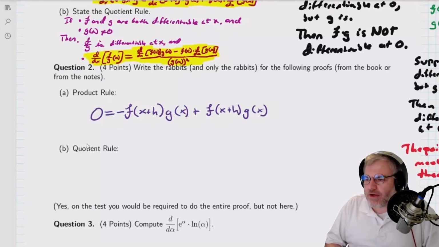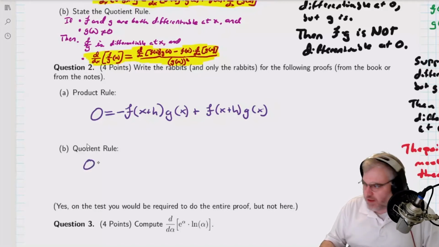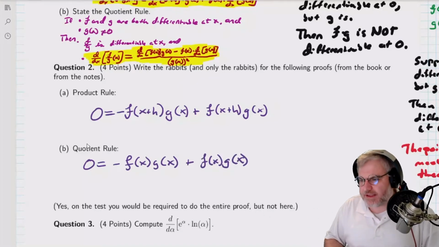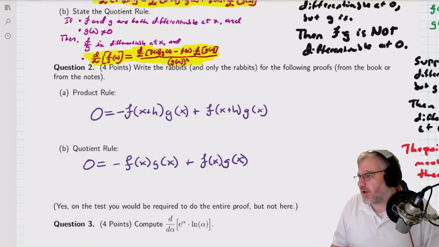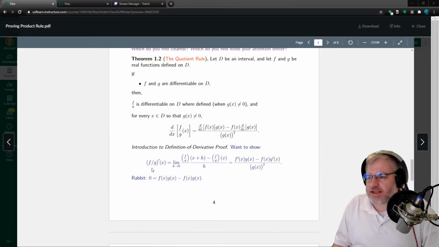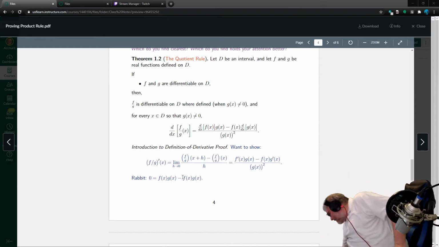All right. So what's the rabbit for the quotient rule? Well, it's 0 equals negative f of x, g of x, plus f of x, g of x, or vice versa. I don't remember how I did it in the notes, so I could actually look it up. Hold on. Let's see. The answer is I did it the other way in the notes. And this rabbit is actually in your textbook.